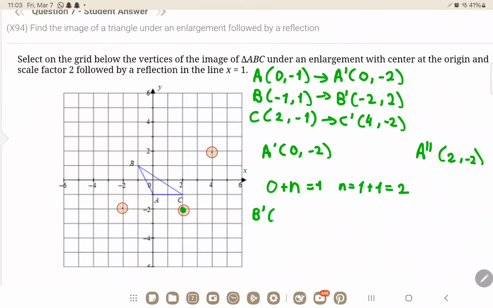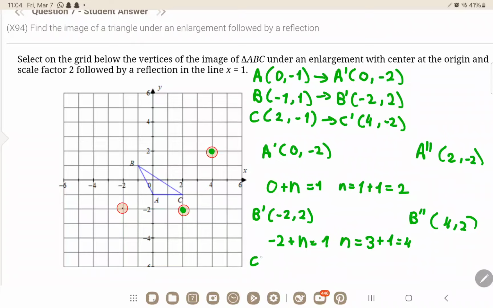Now B prime is -2, 2. So B prime is gonna be something, 2. Now -2 plus n equals 1. N equals 3. Wait, is it 3? Yeah, 3. 3 plus 1, 4. Second point is at 4, 2.